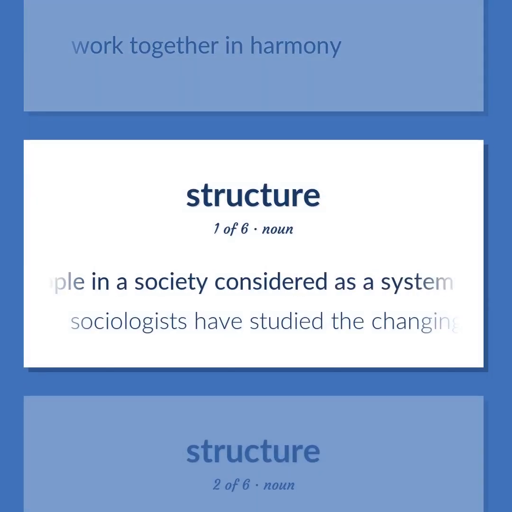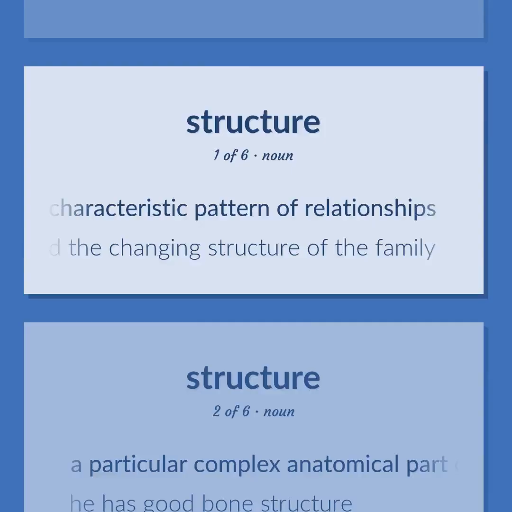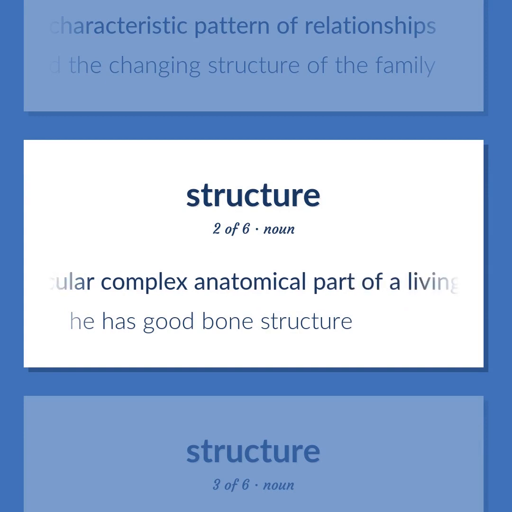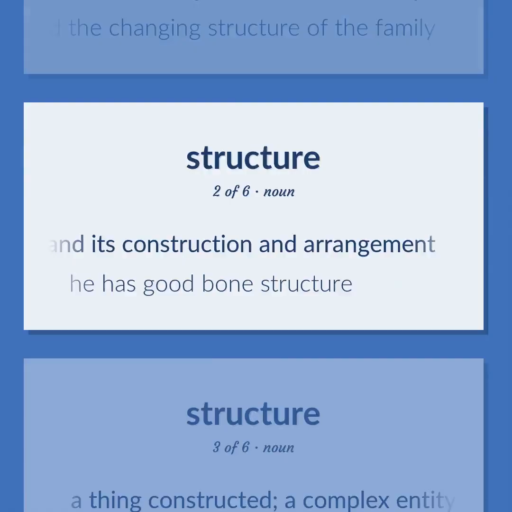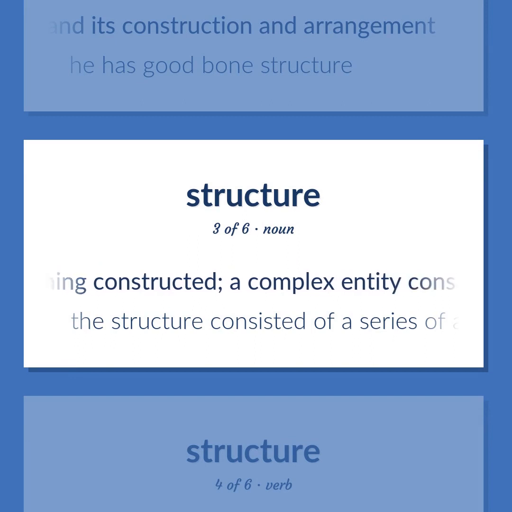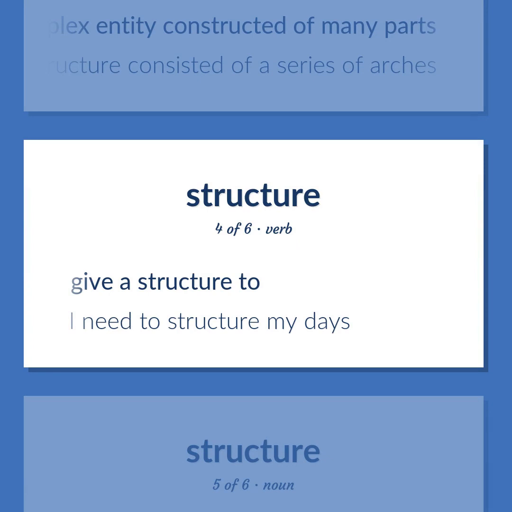The people in a society considered as a system organized by a characteristic pattern of relationships. Sociologists have studied the changing structure of the family. A particular complex anatomical part of a living thing and its construction and arrangement. He has good bone structure. A thing constructed. A complex entity constructed of many parts. The structure consisted of a series of arches. Give a structure to. I need to structure my days.